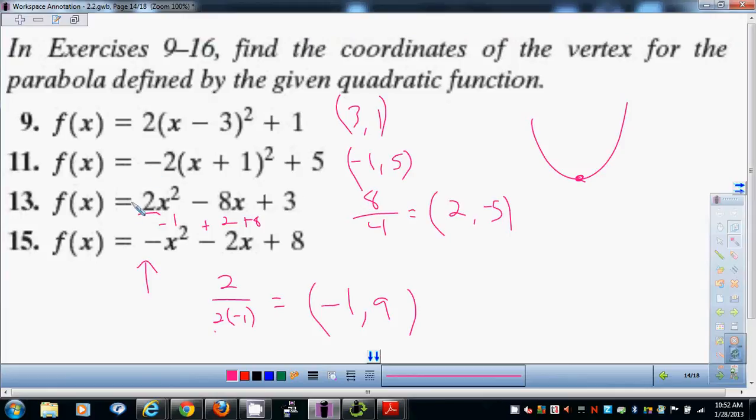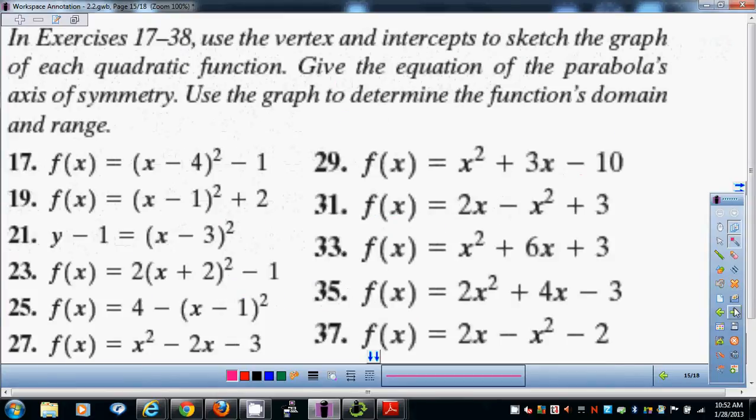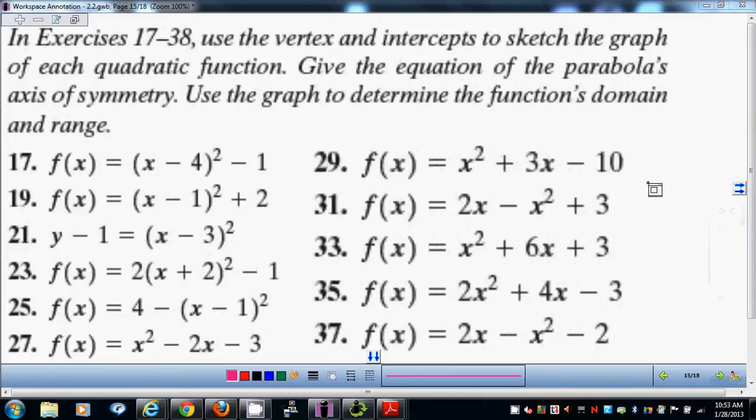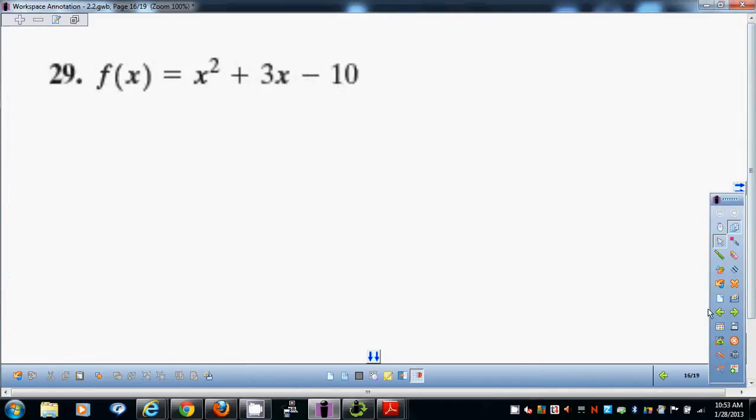We're almost done. Use the vertex and intercepts to sketch the graph. You do not have to graph today. Give the equation of the parabola's axis of symmetry. Okay, well, that's stupid. I'll do one and show you what that is. That's really nothing. Use the graph to determine the function's domain, and so we're still not even in the max and mins yet. Dang. Well, you still don't have to graph, but I'm still going to show you what that would be. I'm going to do one of a prefactored one and one of a standard one. First, standard. Oh, dang it. I meant to have graph paper. This is not going to take 500 years.